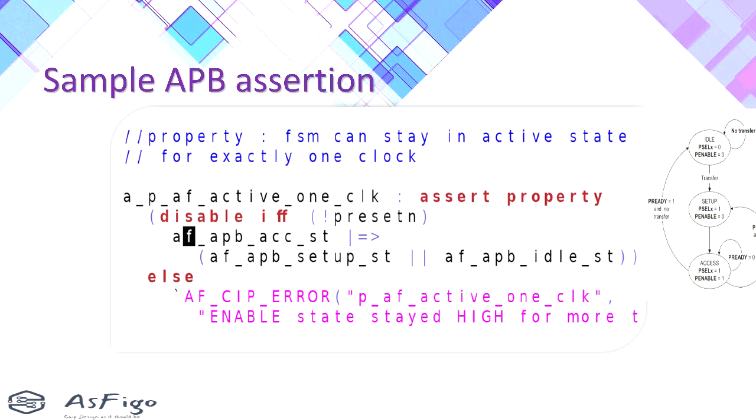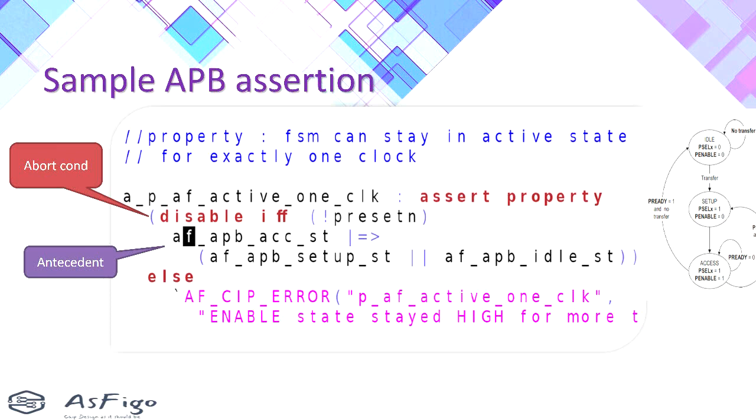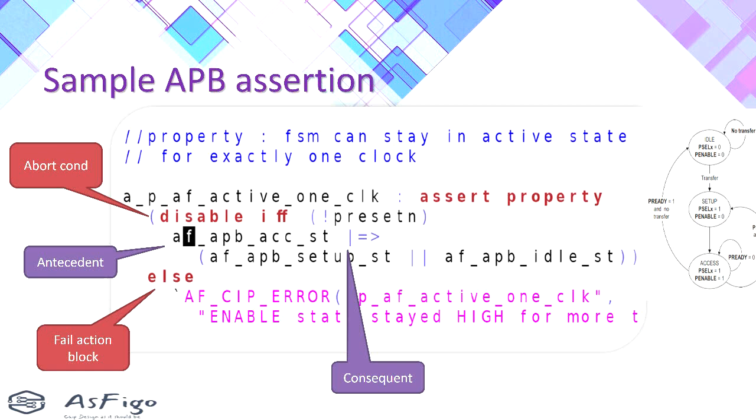So as we said before, we have the APB protocol. So for example, in an FSM, when you are in the access state, the next state is always idle state or setup state. That's a property we have to check. So this is the abort condition. It checks disable iff, and it runs on the default clock here. This tool is another beauty: you don't need to define the clock if we have one single clock. And this is the antecedent, and this is the consequent, and it is always a concurrent checker. And we have a checker IP here, and when the scenario comes, it passes, otherwise it ends with a nice failing message.